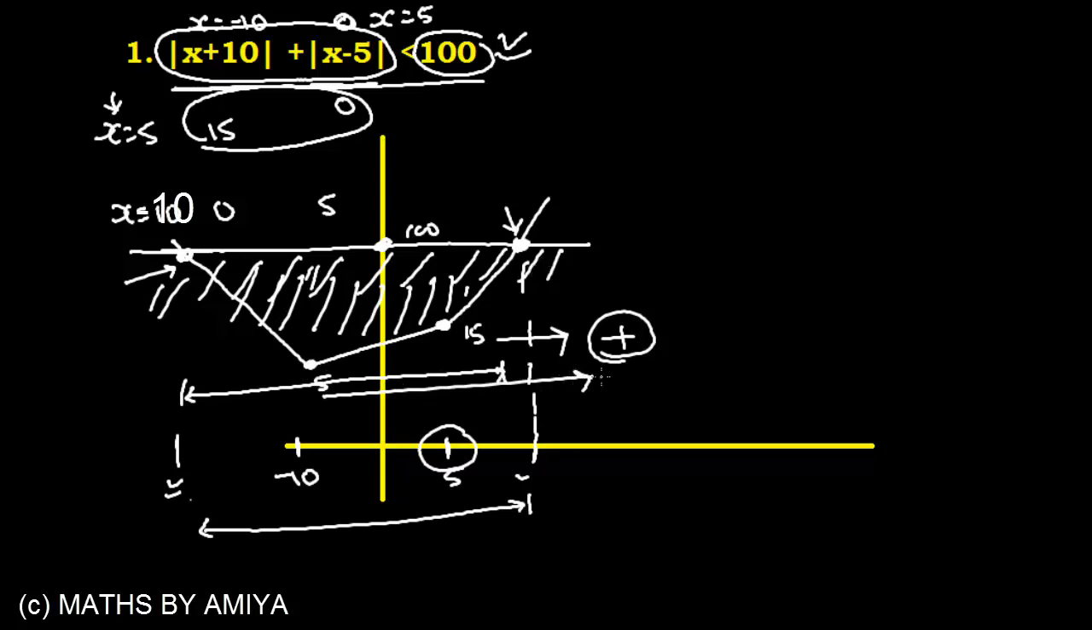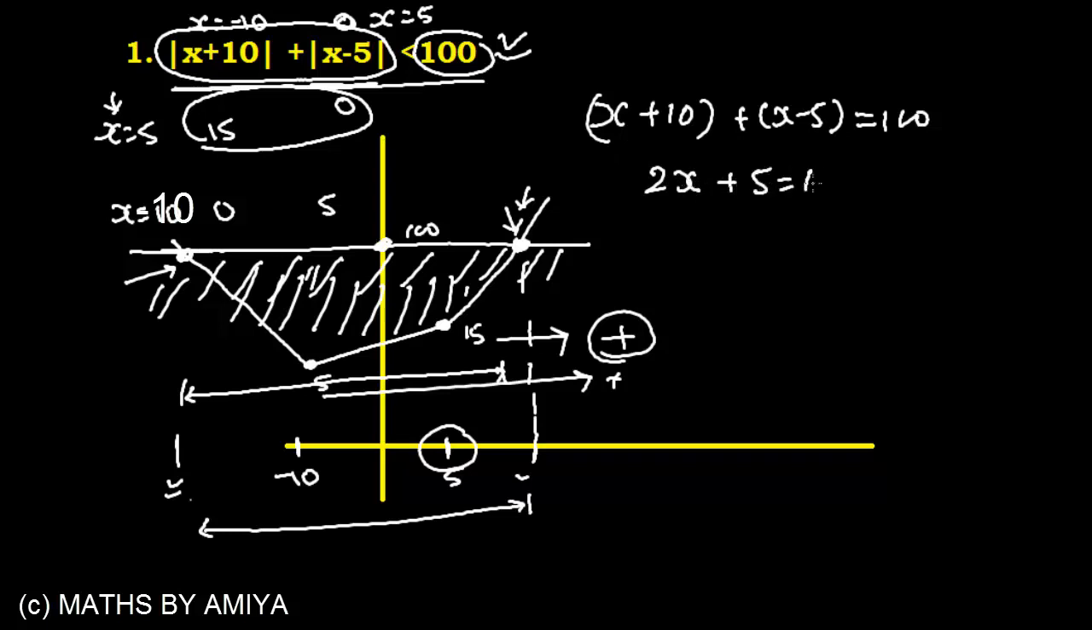The right hand side is nothing but the plus, so we want all plus. So let's open the bracket with the plus: x plus 10 plus x minus 5, assume, is equal to 100. So we get 2x plus 5 is equal to 100. So x is nothing but 95 by 2, or we can say this is nothing but 47.5. So this is the value, 47.5.